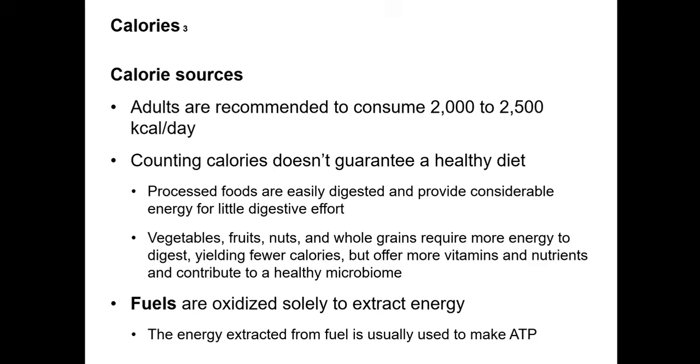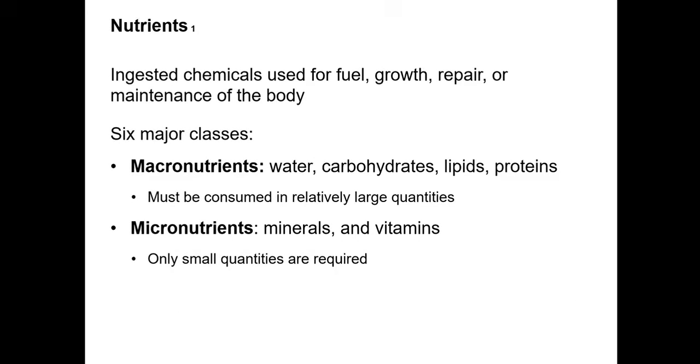So we know that fuels are going to be oxidized to extract energy from that food that we're eating, and that energy is going to be used to produce ATP in our cells. So let's look at the different types of nutrients that we can get from this food. There are 6 major classes of nutrients. First, we have the macronutrients. These are going to include water, carbohydrates, lipids, and proteins. So these are called macronutrients because we need them in large amounts. We need them in large quantities.